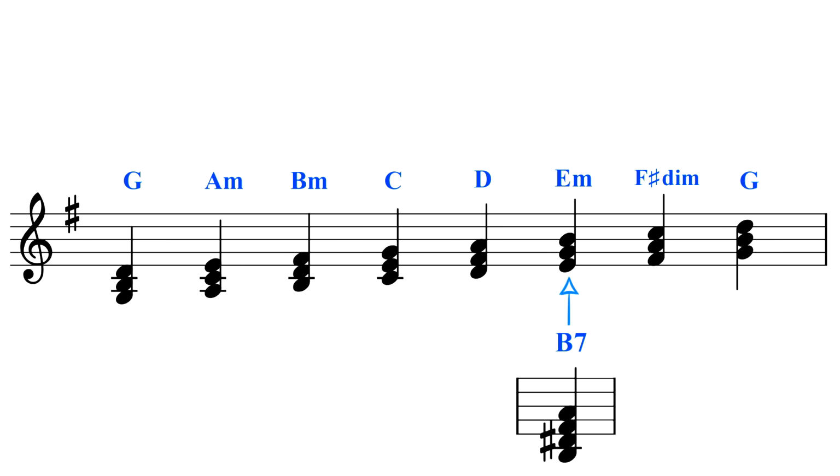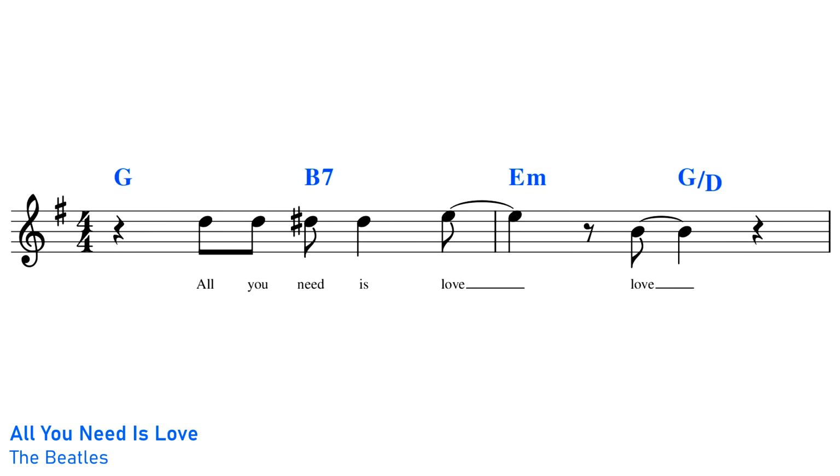This is exactly what happens in the chorus of All You Need Is Love. You can hear how the B7 pulls us up onto the E minor chord. The B7 is acting as a secondary dominant.